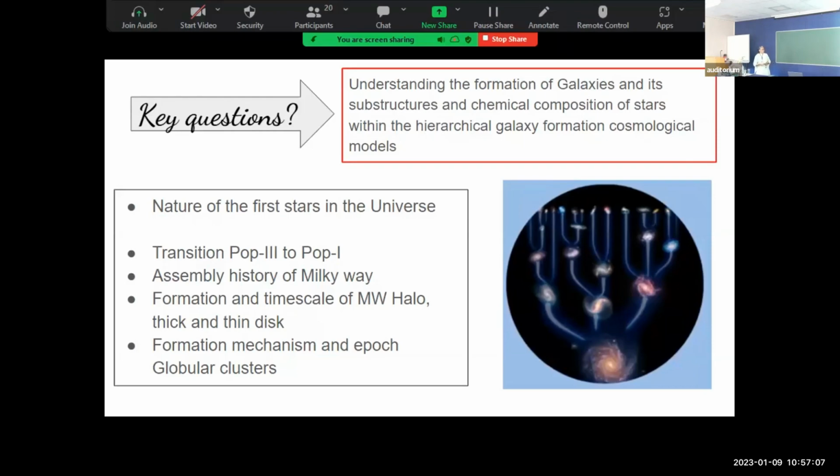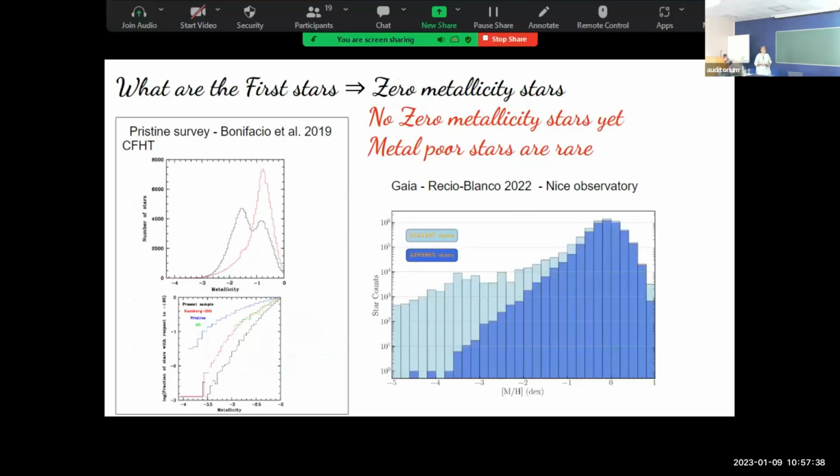And then the assembly history of the Milky Way and the formation timescale of various substructures. Another important thing which we look at is the globular clusters, which we know are very old systems, but as part of galaxy formation, when did they form? Did they form after the galaxy formation, or at which epoch? Did they peak during the epoch of reionization or during the actual peak of star formation? So we don't really know. These are the major questions of this area.